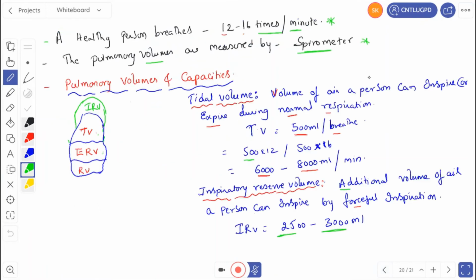See here, the RV remains. You can send this one outside, you can send this one outside, but you cannot send this one. The RV always remains in the lungs, so residual volume cannot be sent outside. By forceful expiration you are sending out ERV but not RV. So the volume of air that remains in the lungs even after forceful expiration is called residual volume. So this completes the pulmonary volumes.